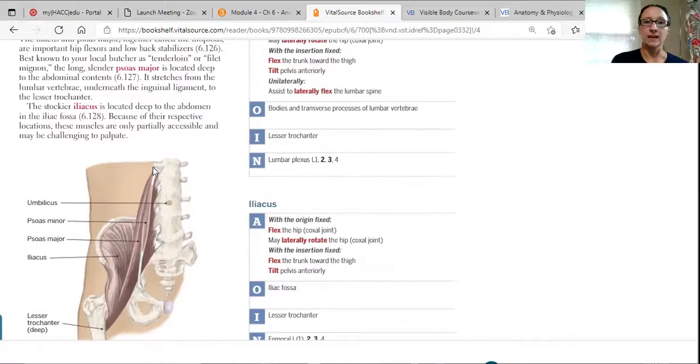And if that's the case, then we are moving in the opposite direction. So now the actions are going that direction. Okay, the muscles are contracting in that direction. So in this case, we have actions that include flexion of the trunk towards the thigh and tilting the pelvis anteriorly. So I'm going to stand up and show you these. All right.